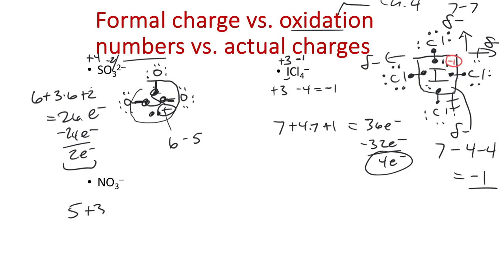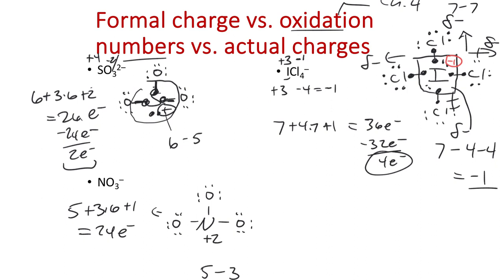So 5 plus 3 times 6 plus 1 for nitrate. So that's 24 valence electrons. We ended up with the structure last time where we started, just like for sulfite, with this structure here. And then here we should have 5 electrons around the central nitrogen. We only have 3. So that's a +2 formal charge. The oxygens have 7 electrons right now instead of 6, for -1.